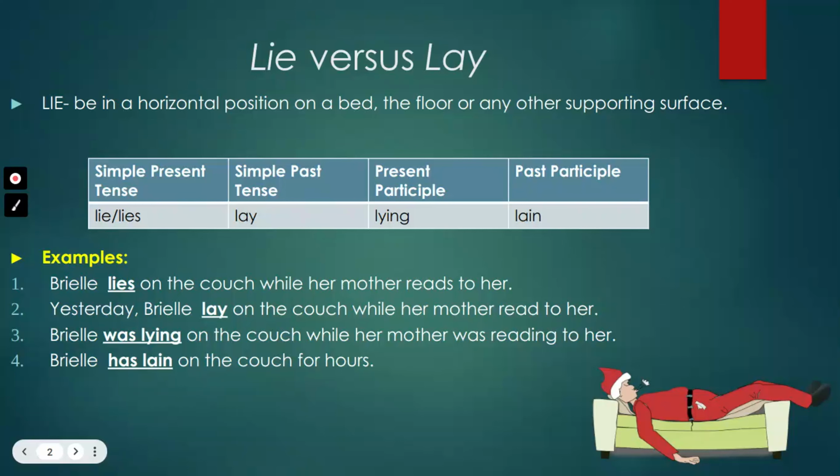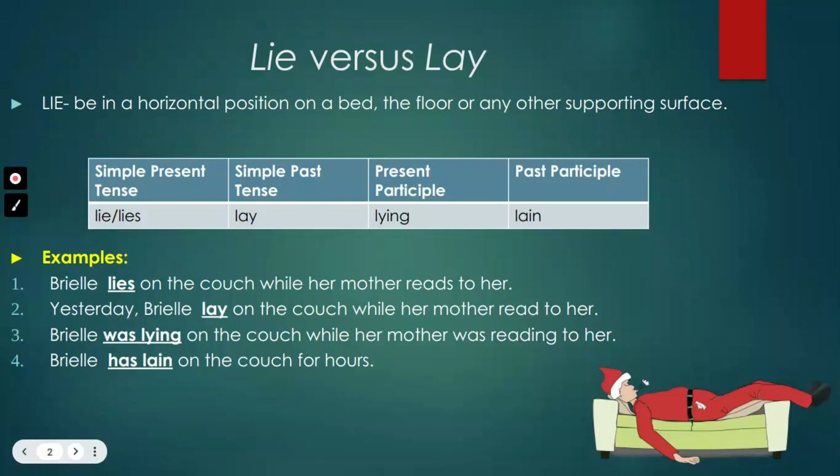Now, I want you to bear in mind that these verb forms are for this definition of the verb to lie. Because when we move on to the other definition of the verb to lie, you will see that some of the verb forms are different. Now let's look at some examples where we have this verb being used.